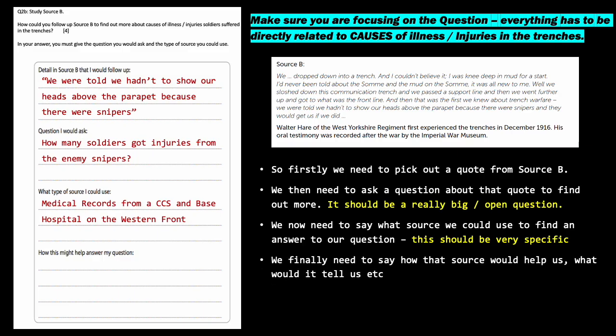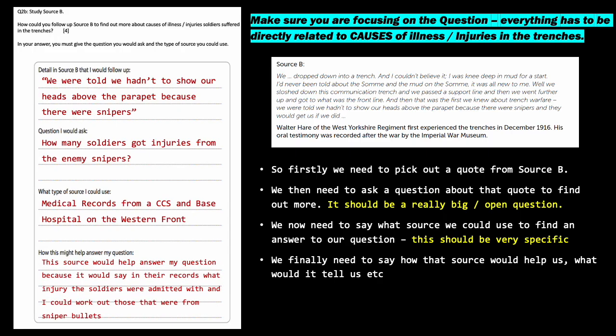So then the easy bit really is once we've got our source, we need to just say a little bit about how that source would help answer our question. So in this case, the question that we've asked is how many soldiers got injuries? So I have written here that this source would help answer my question because it would say in their records what injury the soldiers were admitted with, and I could work out those that were there from sniper bullets just by reading around. You know, obviously if someone's got a bullet wound to the head when they were in the trenches, because they'll have some detail, I can safely assume chances are that was a sniper who got him.